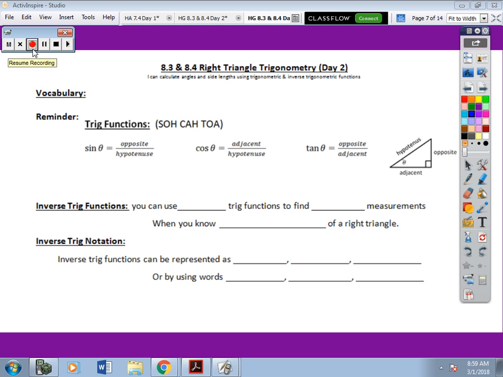Okay, so yesterday we used SOHCAHTOA to find missing side lengths, and we learned the ratios, opposite over hypotenuse, etc. Today we're going to look at inverse trig functions. You can use inverse trig functions to find angle measurements.